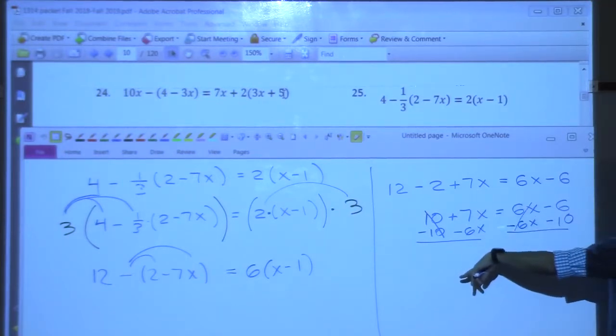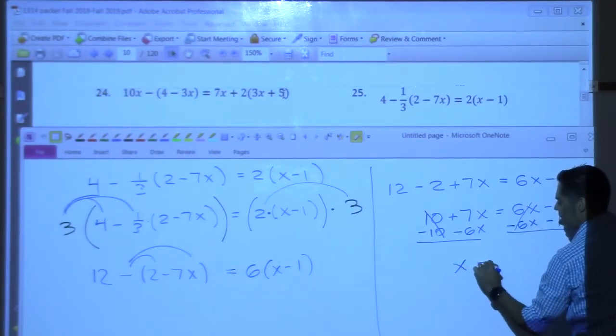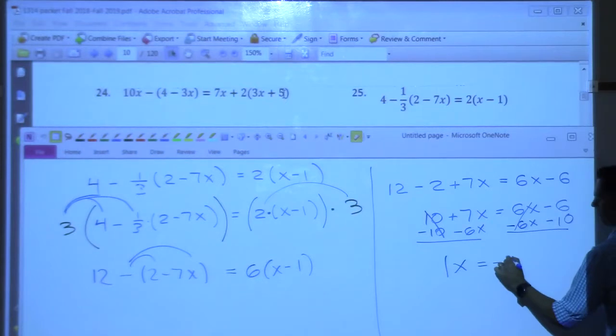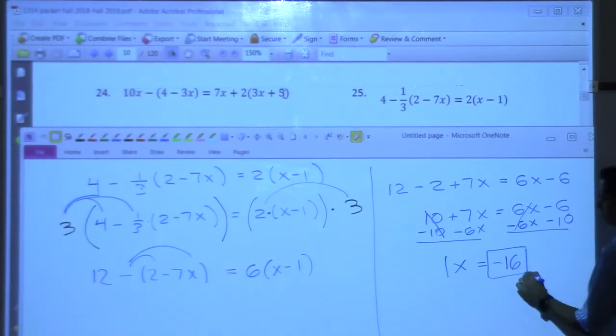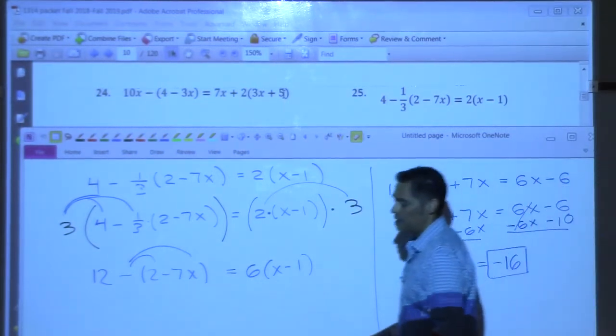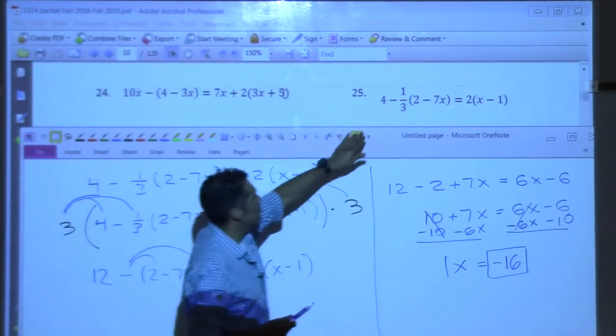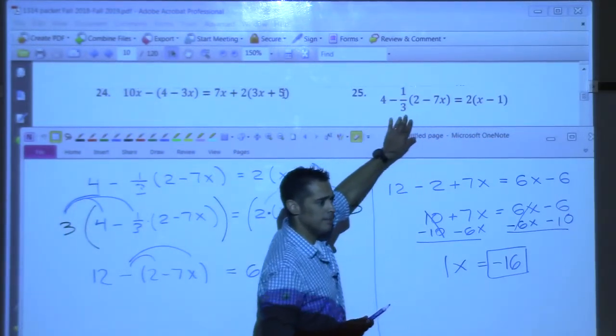This is just x or 1x. And it's not wrong to write 1x, okay? That wouldn't be counted wrong. And then this side is negative 16. So we're done. We have our answer. X is negative 16. I think the clearing of the fractions here is a little tricky. Would you all agree? Yeah.